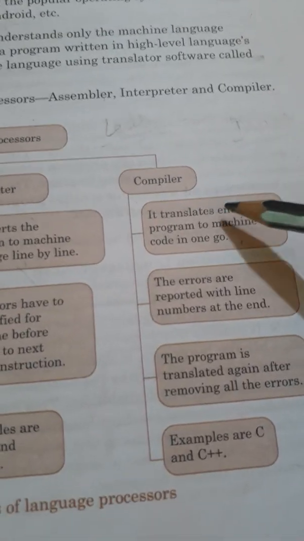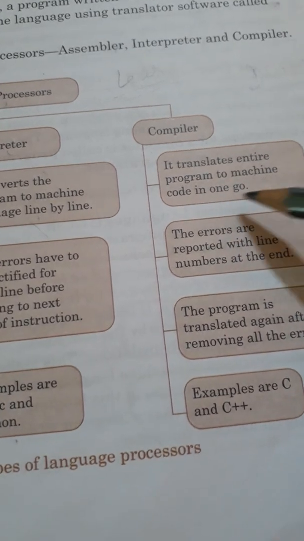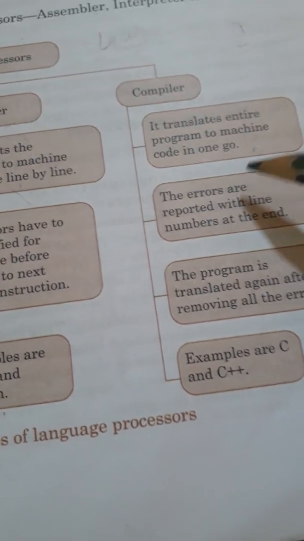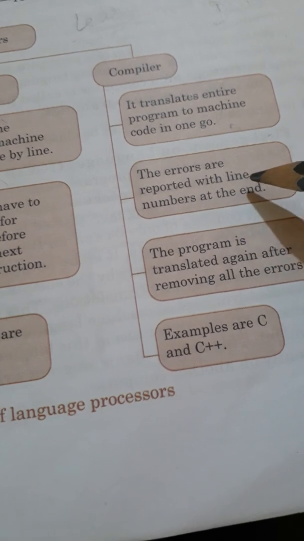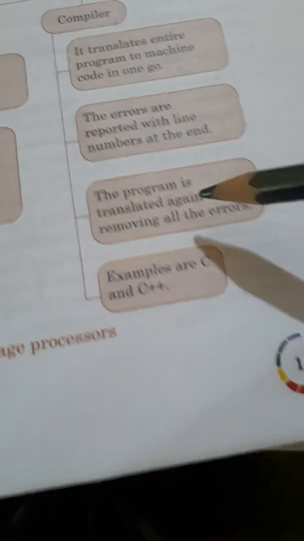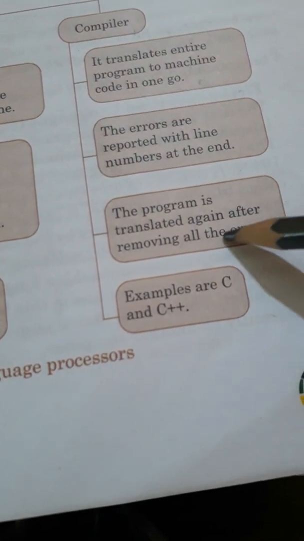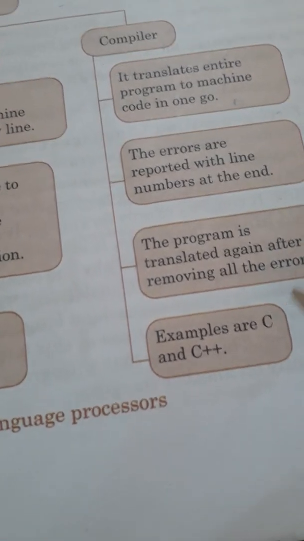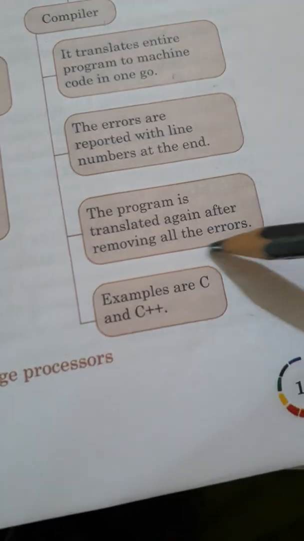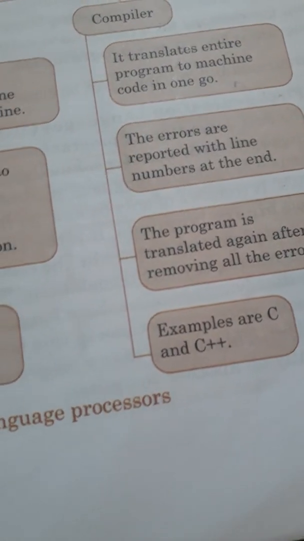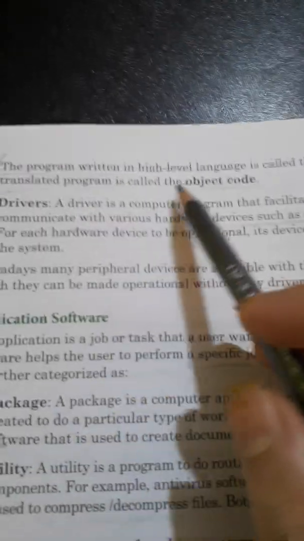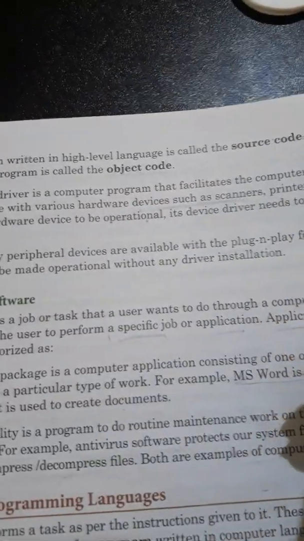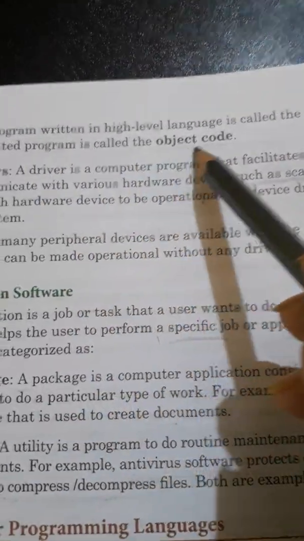Now come to the compiler. It translates the entire program to machine code in one go. The errors are reported with line numbers at the end, and the program is translated again after removing all the errors. Examples are C and C++, popular languages. Now come to the source code. A program written in a high level language is called source code, and the translated program is called object code.